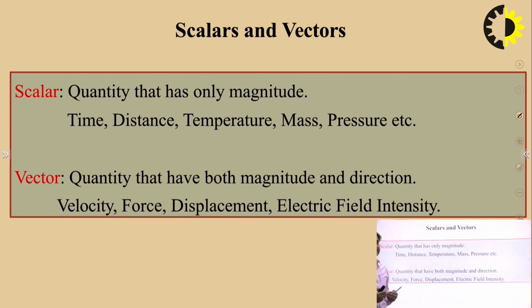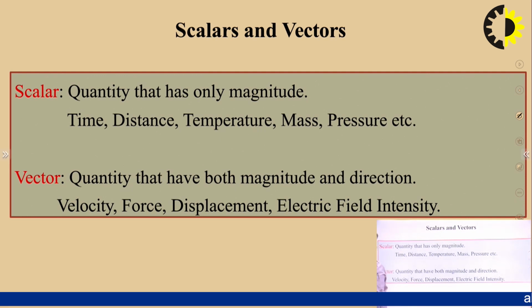A vector quantity is one that has both magnitude and direction. Velocity, for example, is a vector quantity, because to represent velocity we require both the magnitude and the direction of that velocity. Force is also a well-known vector quantity, and displacement is also a vector quantity. Electric field intensity and magnetic field intensity are also very well-known vector quantities in this stream.